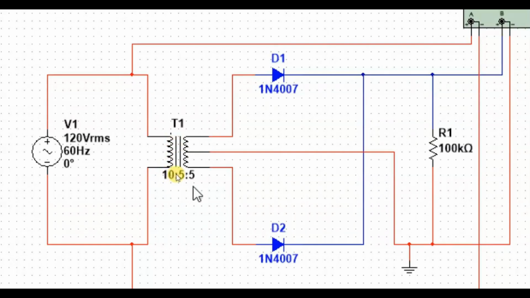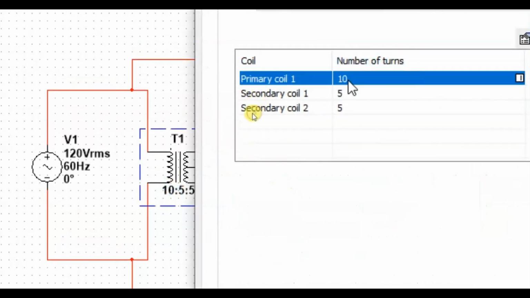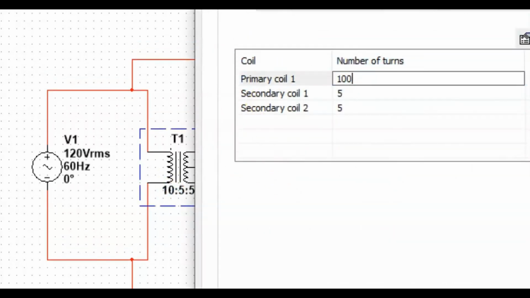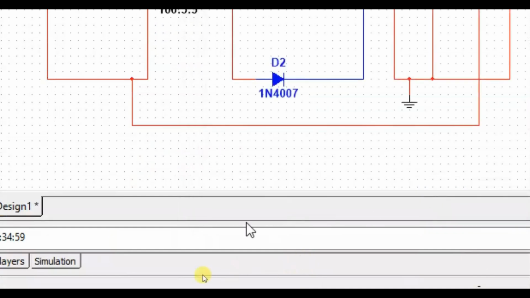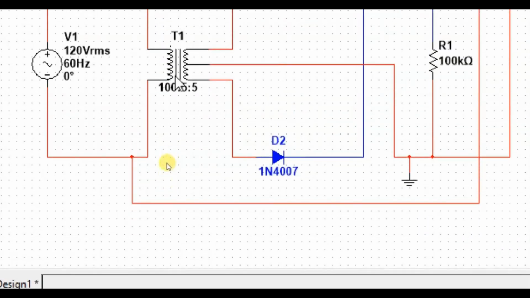That means 10 also. But I need a step down transformer, so I'm going to change the winding ratio. Click here. You can change the primary coil to 10:100 and click OK. Then you can see it here. So here I have converted it into a step down transformer, so the primary winding is more when compared to the secondary winding coil.